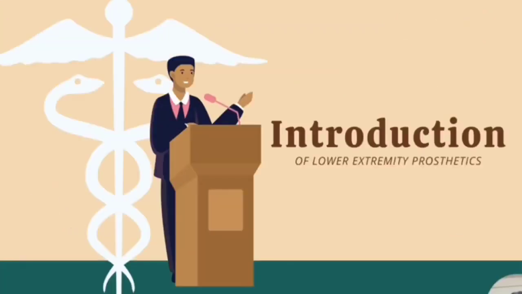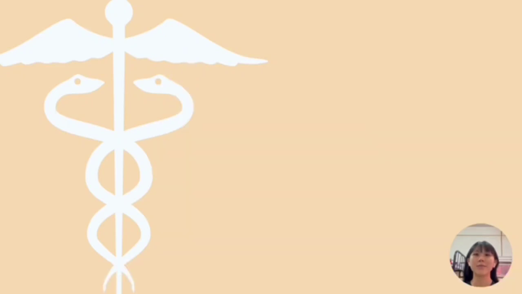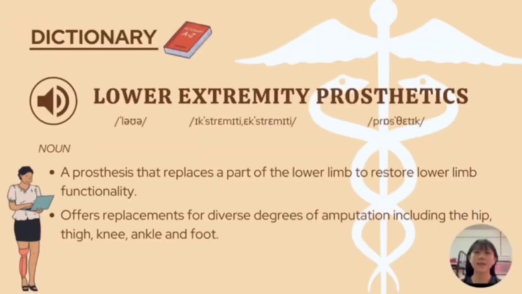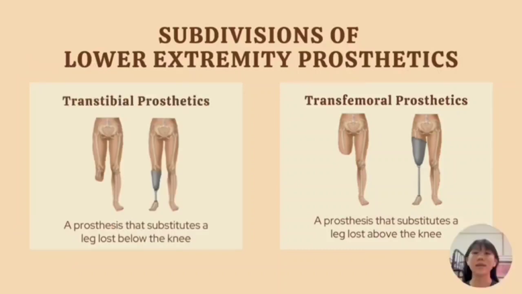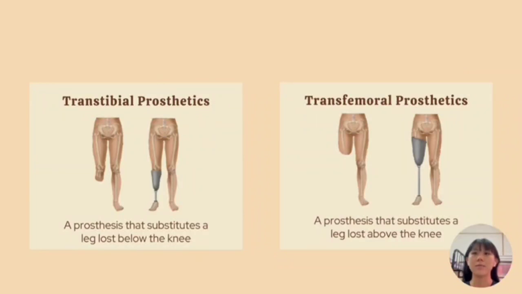First of all, let me briefly introduce you to lower extremity prosthetic. A lower limb prosthesis is a prosthetic that replaces a part of the lower limb to restore lower limb functionality. They offer replacement for diverse degrees of amputation, including the hip, thigh, knee, ankle, and foot. Lower extremity prosthetic can be divided into 2 major subdivisions, which are transtibial and transfemoral. Transtibial prosthetic refers to a prosthetic that substitutes a leg lost below the knee, while transfemoral prosthetic is a prosthetic that substitutes a leg lost above the knee.